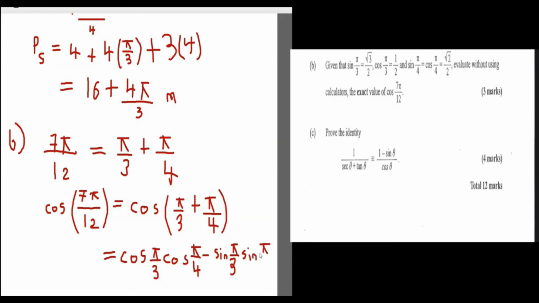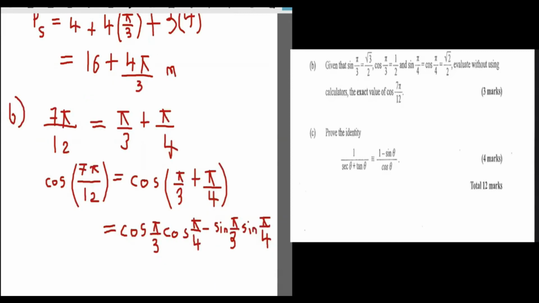Nice and easy. So you have to go back through your trig ratios and your trig identities. Make sure you know all the trig ratios for sine, cosine, tan, and you also need to know your trig identities. So let's finish this now.